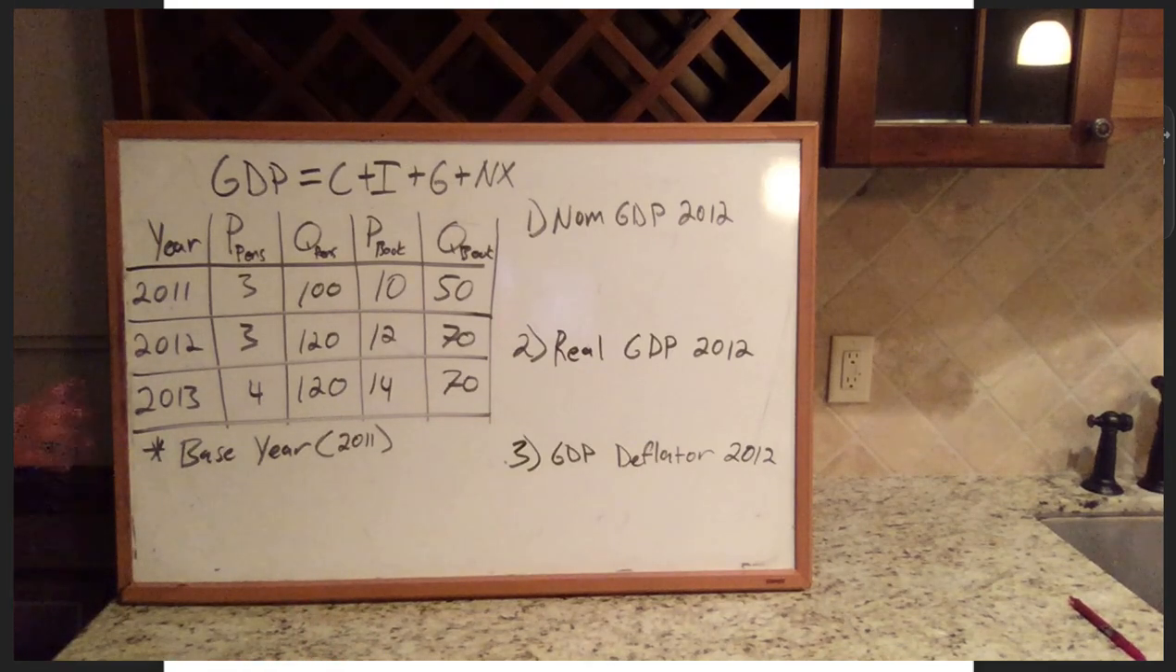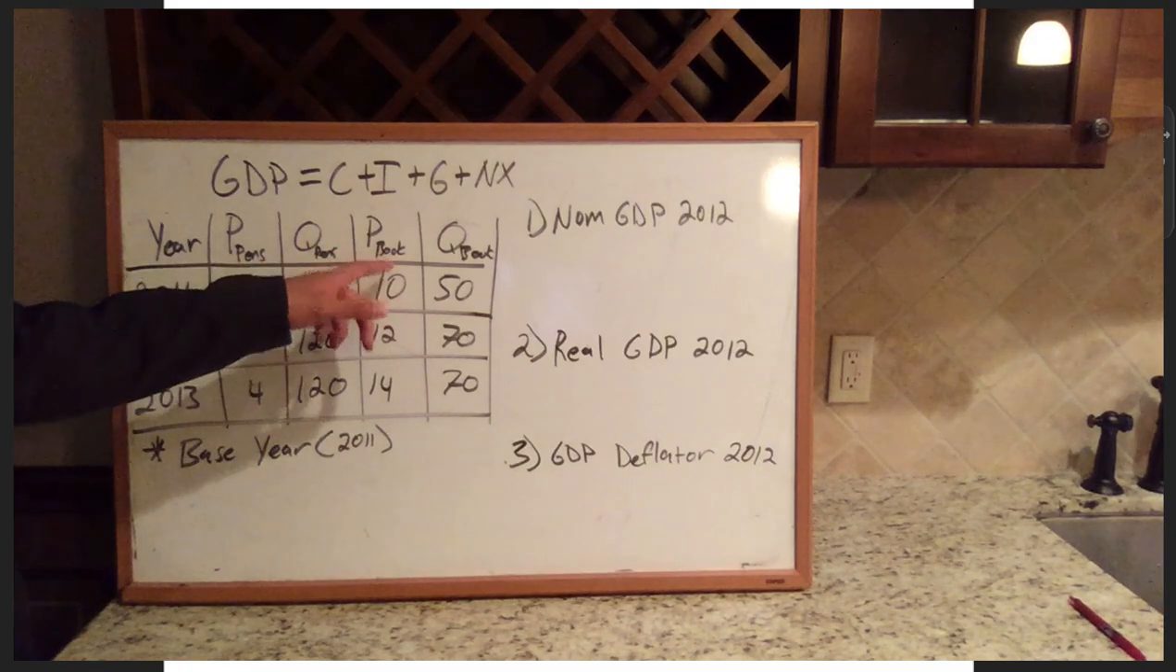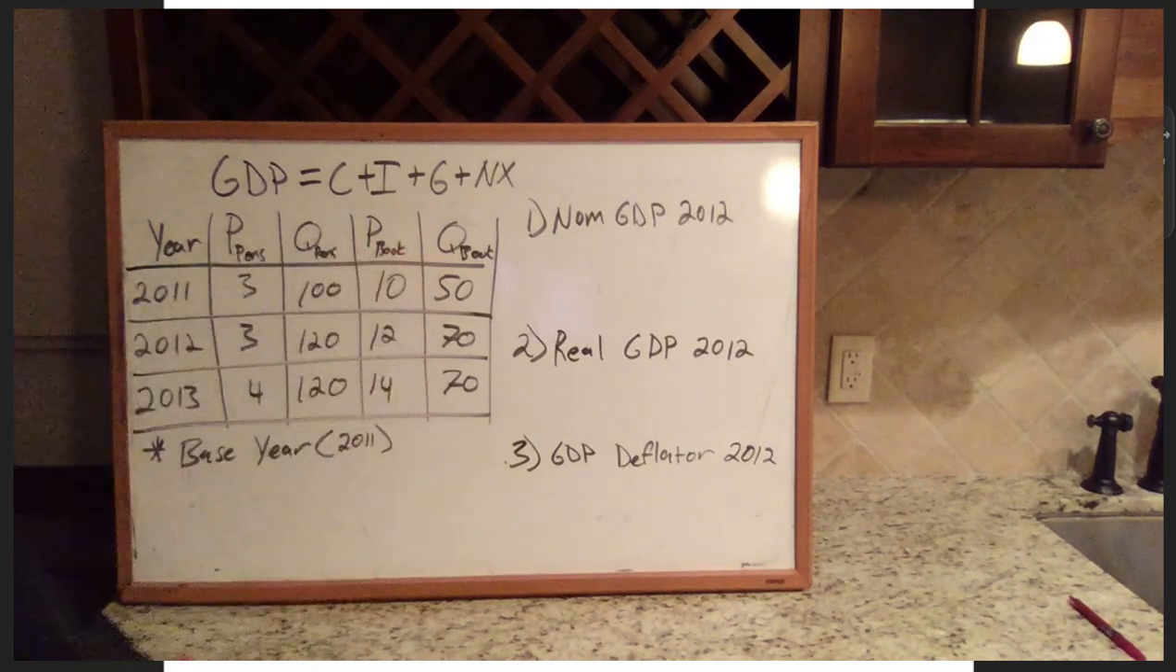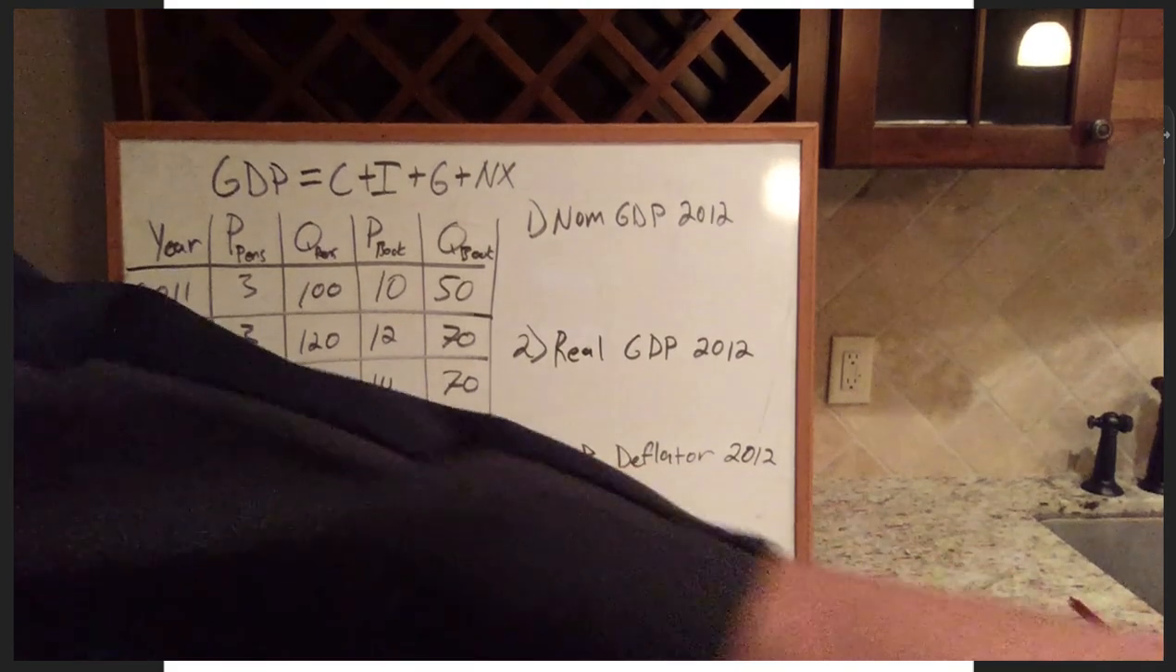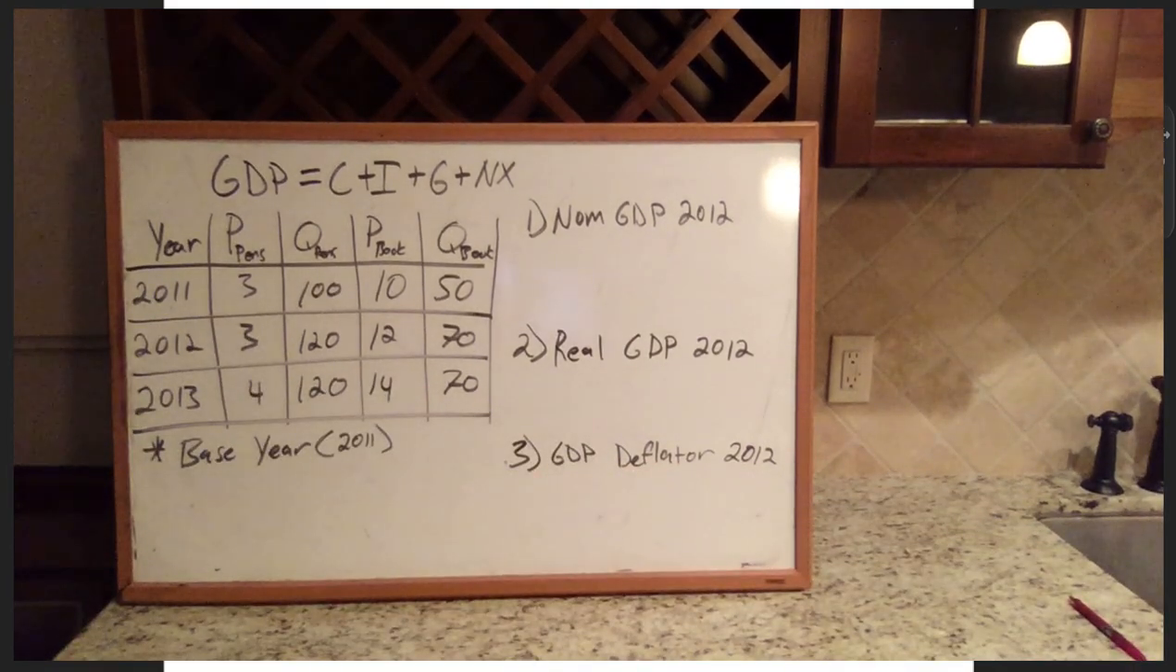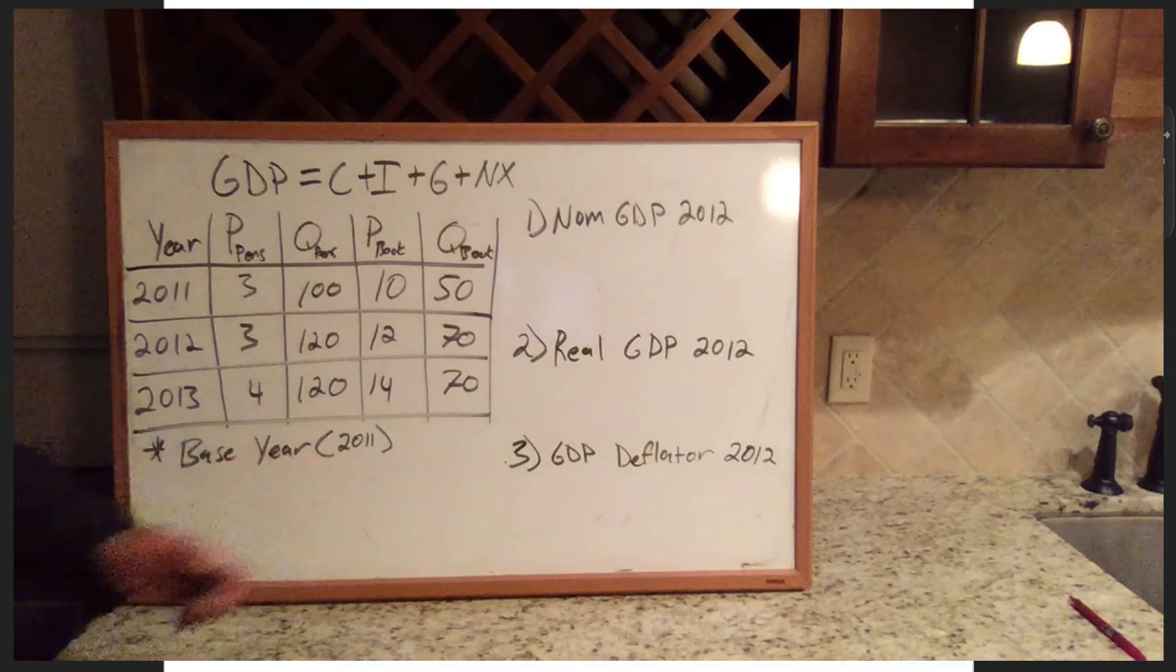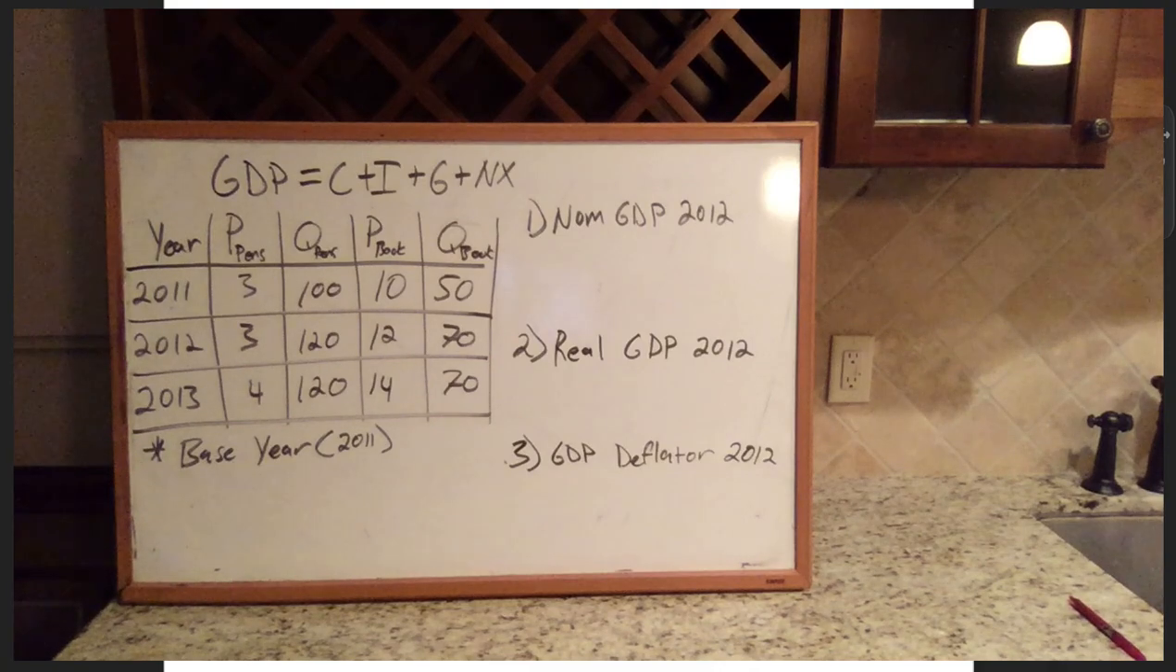Now, here in our example, we're only producing two products, pens and books. So pens, books, that's the only stuff in our basket. So we have 3 years, 2011, 2012, 2013, and I denote the base year as 2011. So just make sure you have that somewhere on the side.